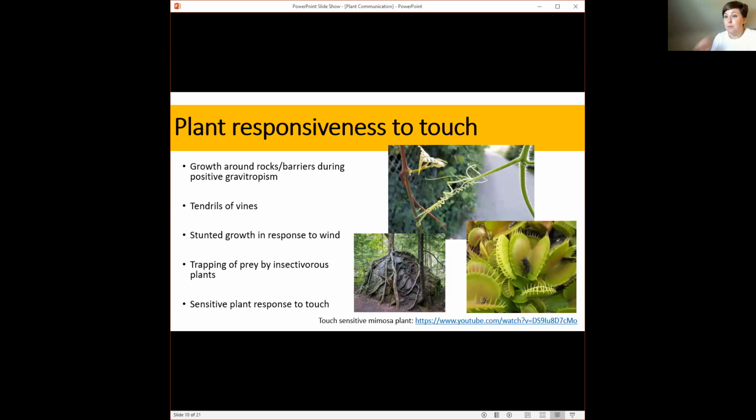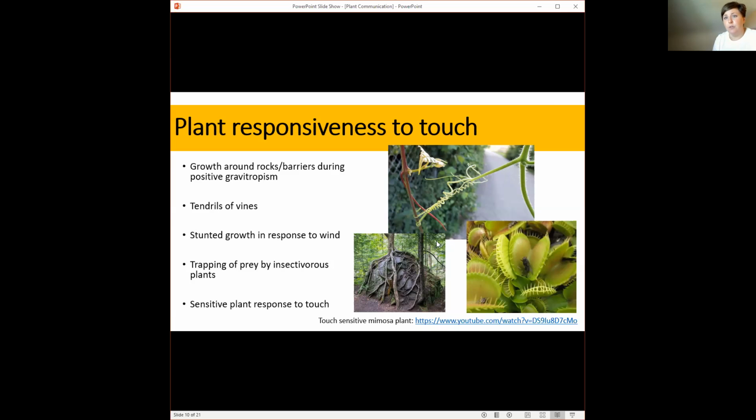Plants similarly respond to touch via a variety of mechanisms. For example, if a root system encounters a physical barrier impacting their ability to exhibit positive gravitropism, the roots will actually grow around this physical barrier until they encounter soil or are able to grow downward as necessary. Some other examples of how plants respond to touch include vines, which produce tendrils and effectively reach out and wrap around objects to enable them to grow.